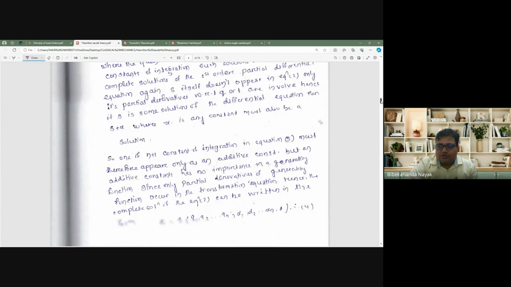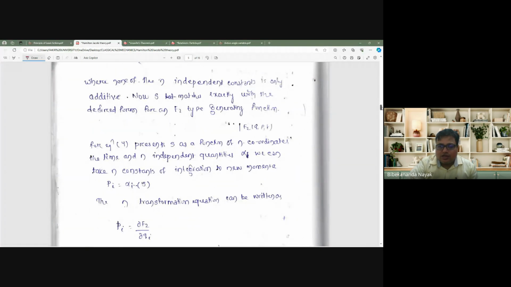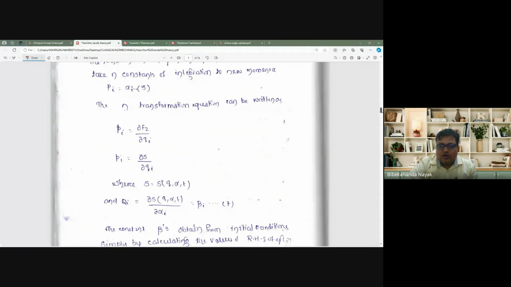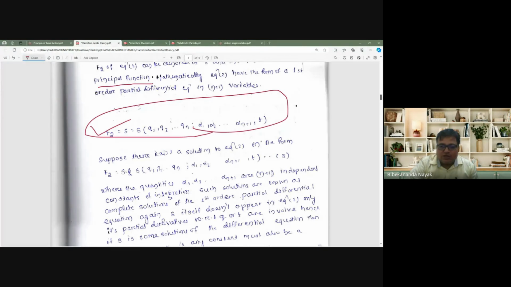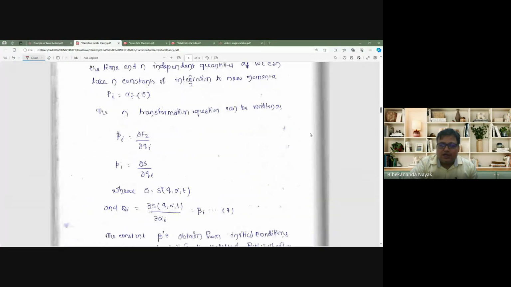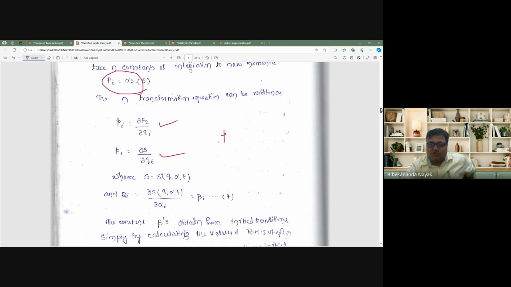What is the importance of this S? Here F2 is S. The only thing is F2 is S. So you calculate pi is del F by del qi, so you can calculate del S by del qi, and capital Q is del S by del Pi, but Pi is equal to alpha. We choose the small pi as a constant alpha. So the two equations are these. If it is a constant alpha and S is a function of q, alpha, t, and you take the derivative with respect to alpha i, then we get a new coordinate beta i.